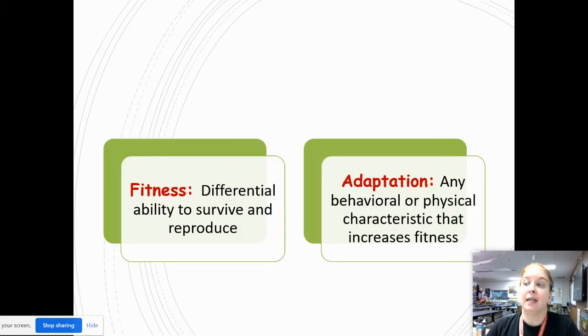So fitness is the differential ability to survive and reproduce. The more fit you are, when talking evolutionary terms, the more babies you're making. The more times you pass your genes on, the more fit you are. And adaptation, not adaption, that is not a word. Adaptation is any behavioral or physical characteristic that increases fitness. So maybe you are smarter, maybe you are stronger, maybe you are faster, maybe you blend in really well with your surroundings. Maybe you have the power to turn invisible. Those would all be adaptations. That last one would be pretty cool.